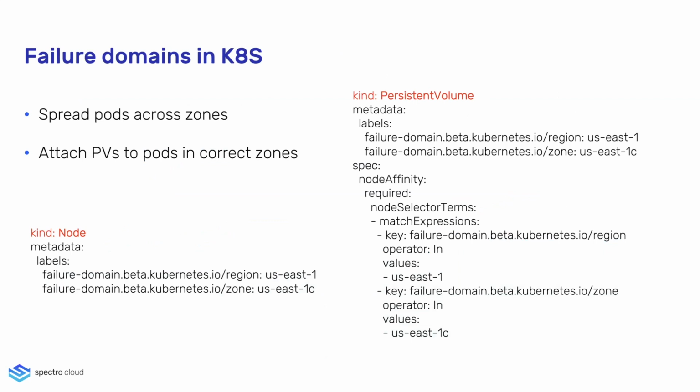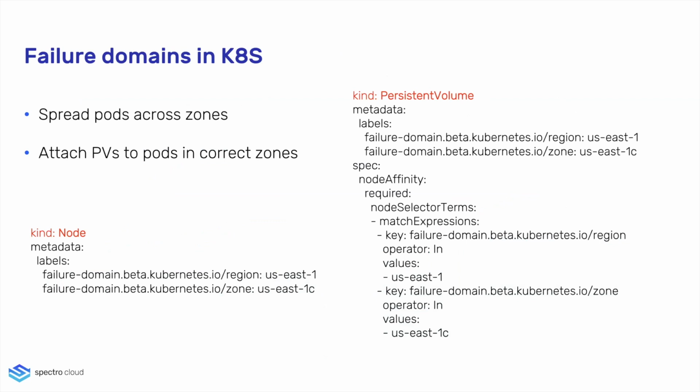Now let's look at another aspect of high availability, the failure domains. In Kubernetes, failure domains are mainly consumed by the Kubernetes scheduler. Take Amazon as an example. When nodes are launched within a specific availability zone, the node will have labels with the region and zone information that the node is currently in.